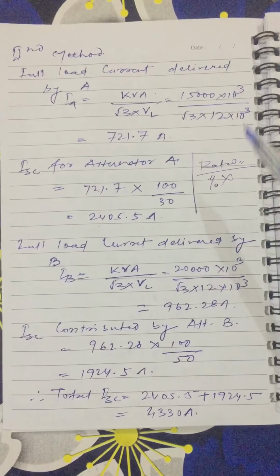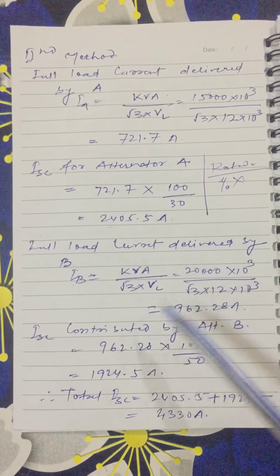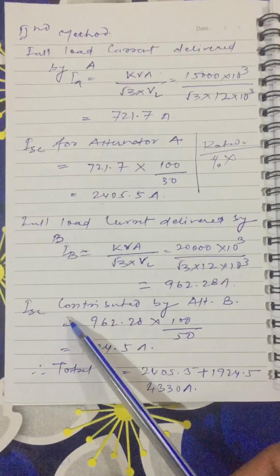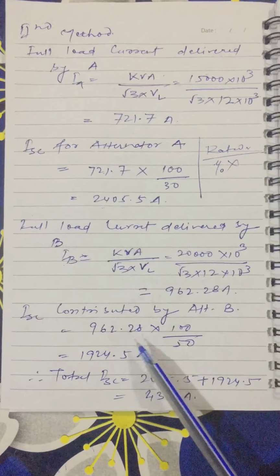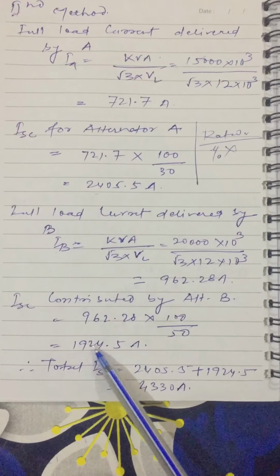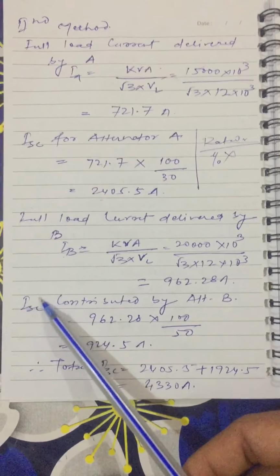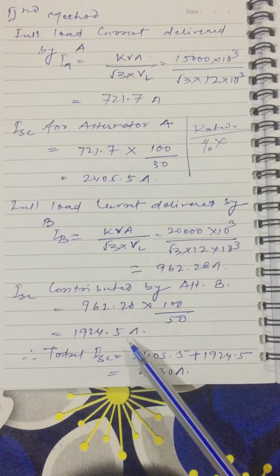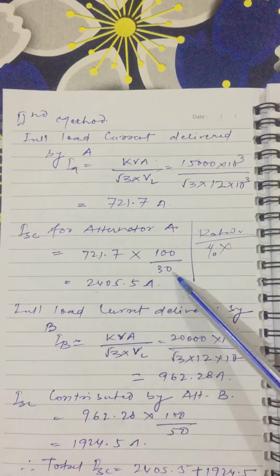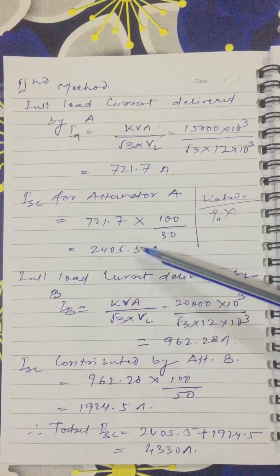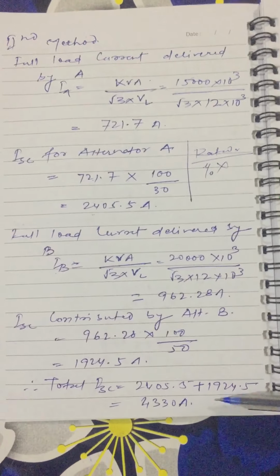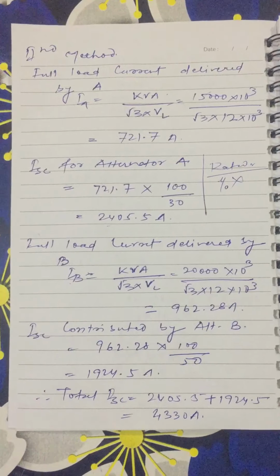In the same manner we will calculate the full load current for B, and it will come as 962.28 ampere. And the short circuit current is 962.28 divided by the rated percentage reactance of alternator B, which is 50%. So now it is 19245 ampere. So the short circuit current contributed by alternator B will be 19245 ampere, and the short circuit current contributed by alternator A was 2405.5. So we will sum both this ISC for A and ISC for B. Again we get 4330 ampere, which is the same as we calculated earlier.